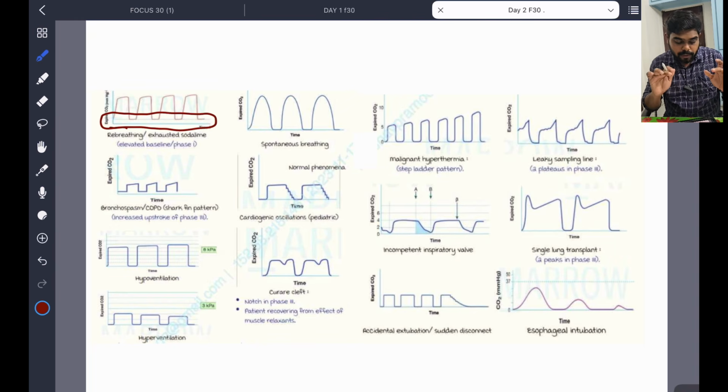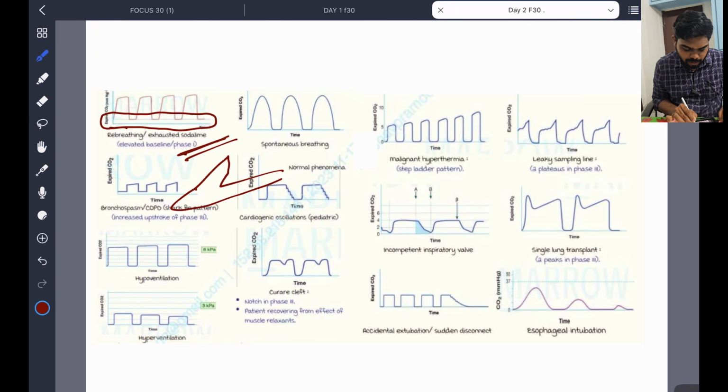So there is something called rebreathing or exhausted soda lime. Because of exhausted soda lime, carbon dioxide will be more, it will remain there, or because of rebreathing, this graph is slightly elevated. It is uniformly flat and the same, but there is an elevation. Clear? Okay, now you can see there is something called a shape of a fin, a shark fin.